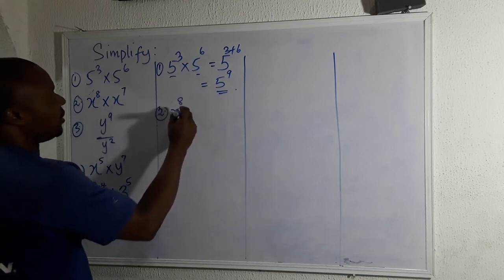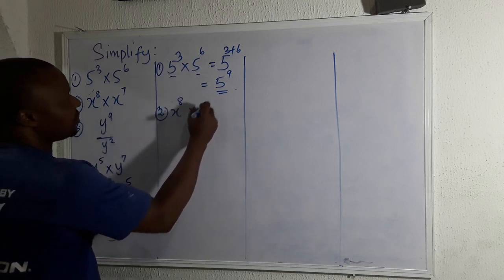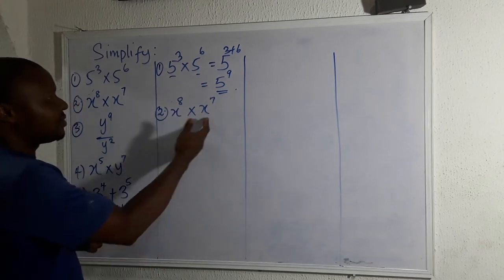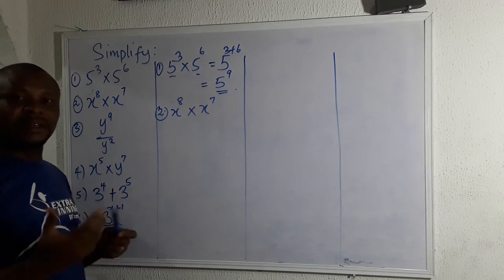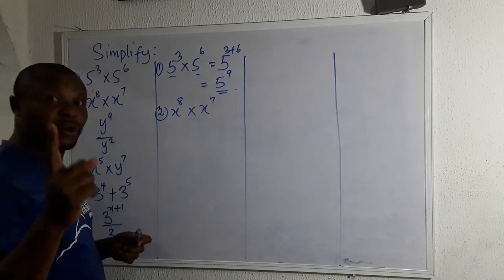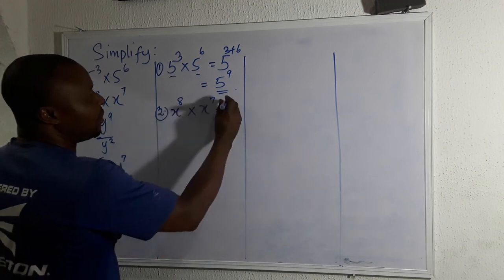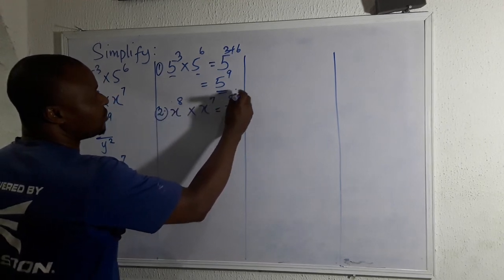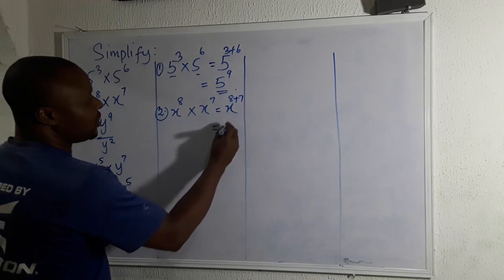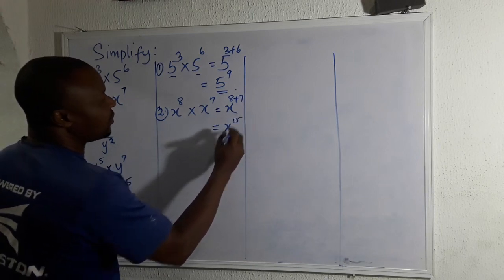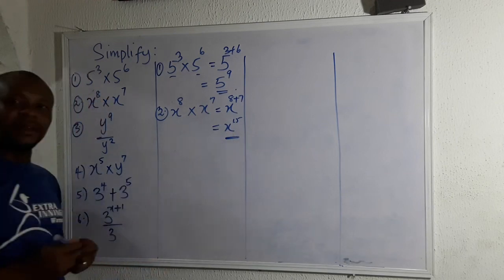So number 2, very quickly, is x raised to power 8 times x raised to power 7. Again, we can see that the bases are the same. Once the bases are the same, all we need to do is to take one of the base, which in this case is x. We add the powers, that is 8 plus 7. So that will give us x raised to power 15. Okay, so that is the answer.